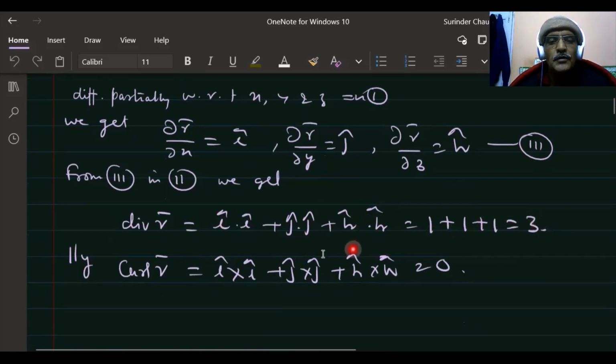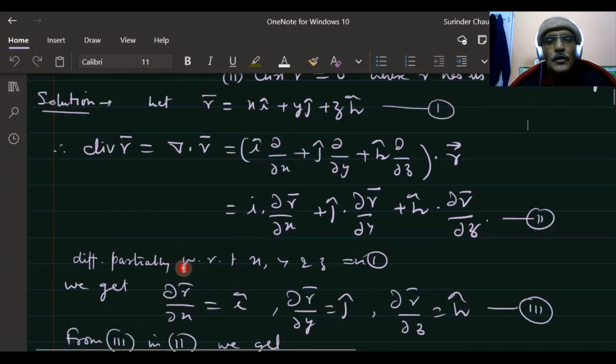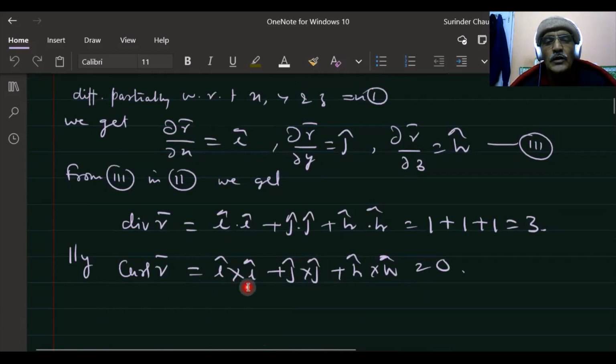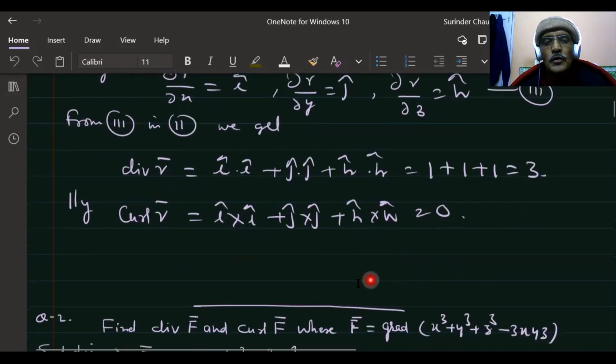If we are asked to find the curl of this r vector, we will get cross products here. Again, if you substitute the values, you get i cross i plus j cross j plus k cross k, which is 0 plus 0 plus 0, equal to 0. Next problem.